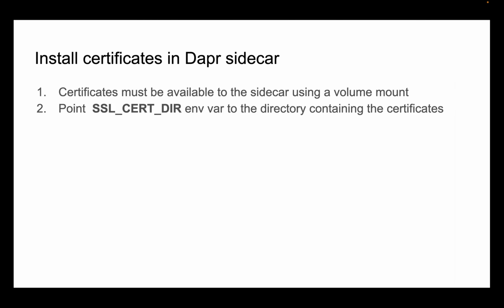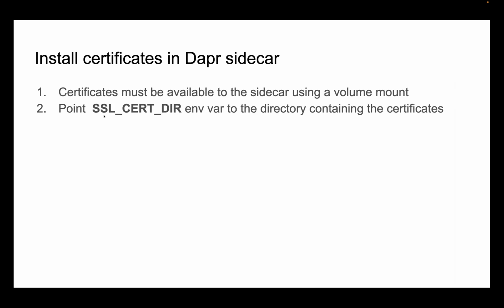But say if you're using containers, then you have two ways. If you're using Docker and Docker Compose, then maybe you can create a volume mount and mount the certificates to the Dapr sidecar container. If you're using Kubernetes, you can use the mount feature that we discussed earlier and use that to mount the certificates to the Dapr sidecar.